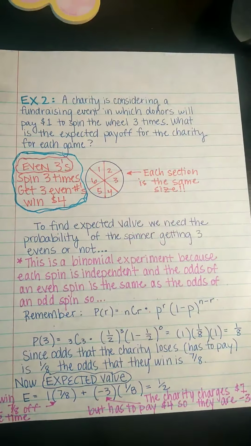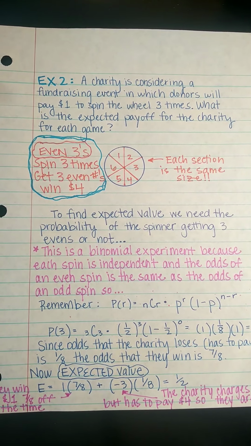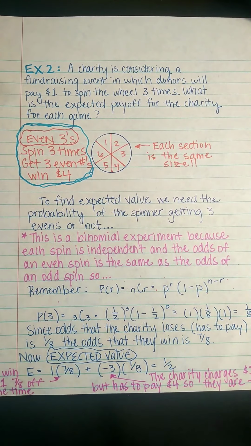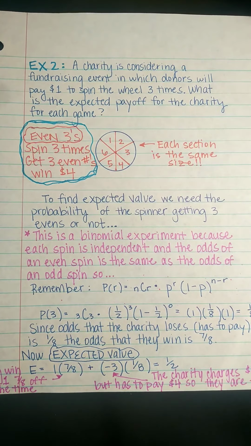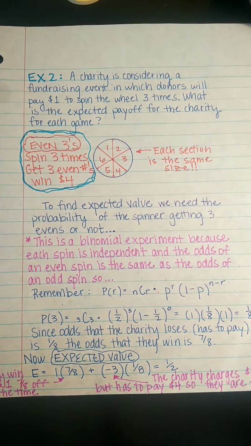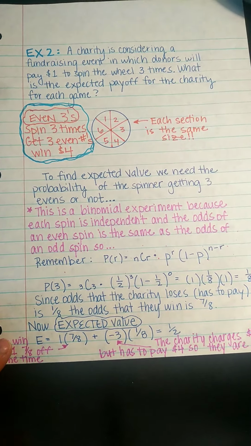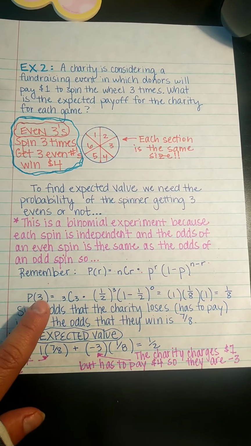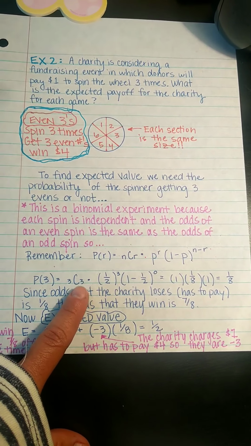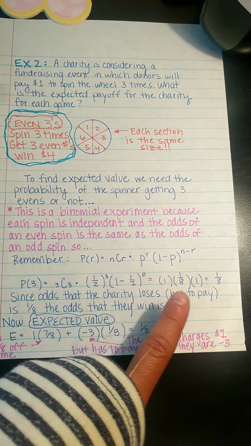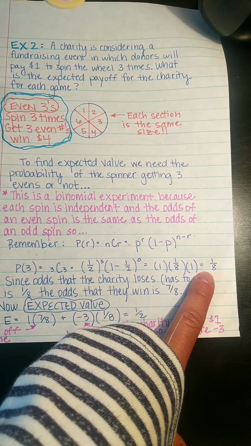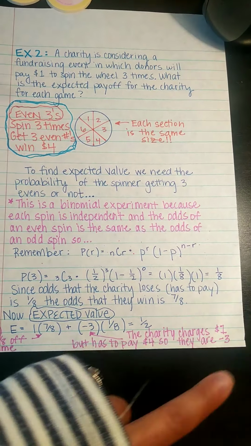So to find expected value, we need the probability of the spinner getting 3 evens or not. Since this is a binomial experiment, because each spin is independent, the odds of an even spin are the same as the odds of an odd spin. So if I wanted to, I could just use that binomial formula to find my probability. So 3 spins, they need 3 evens. So we do 3C3, okay, the whole thing, and I get that the probability of them winning against the charity is 1/8, okay?